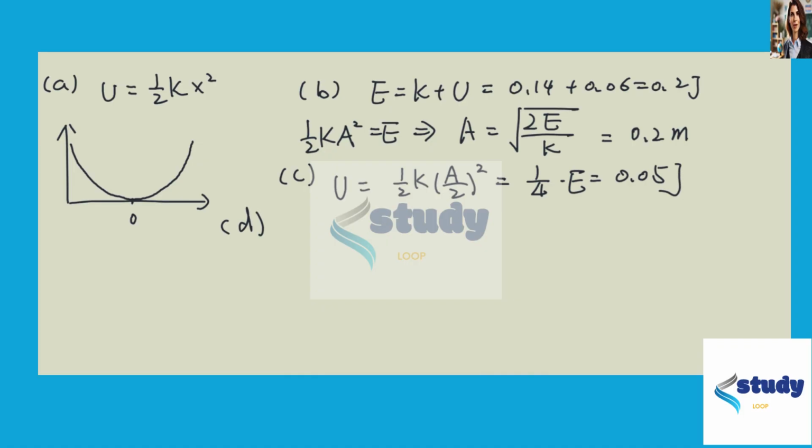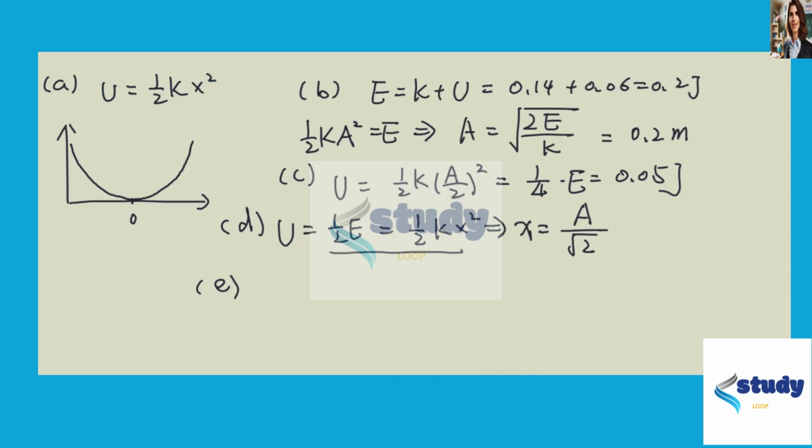D. When they are equal to each other, the potential energy is only half of the total energy. So U equals half E, right? And it's equal to half kx squared. So from this relation, and we know that E is equal to half k a squared, we know that x equals A over square root 2.